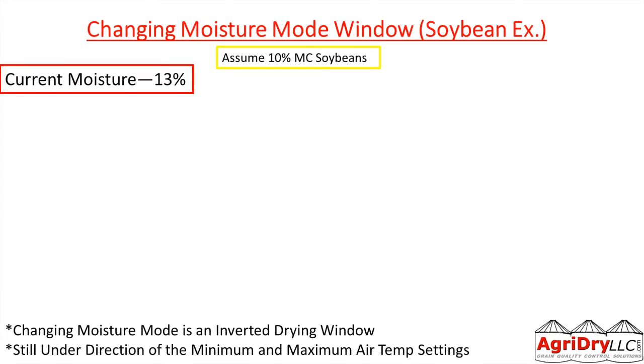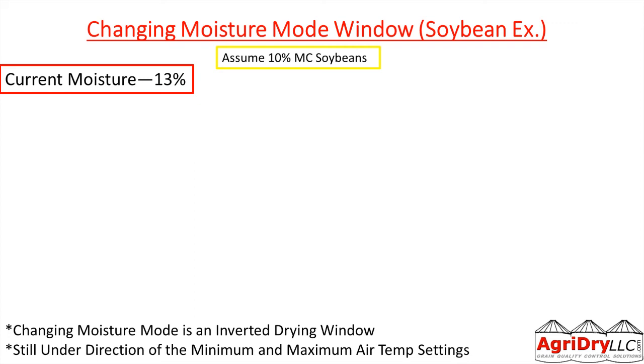So when we're looking at changing moisture settings, and we'll use a soybean example really quick. Assume that you have 10% moisture soybeans coming in. So in moisturizing mode, after we just went through the natural air drying window, moisturizing mode is an inverted drying window. Okay? So in this case, our current moisture, we want to set that at 13 for our soybeans. We're not saying we have 10%, this is what we want, like we would in natural air drying mode. We're creating basically a favorable window to run the controller.